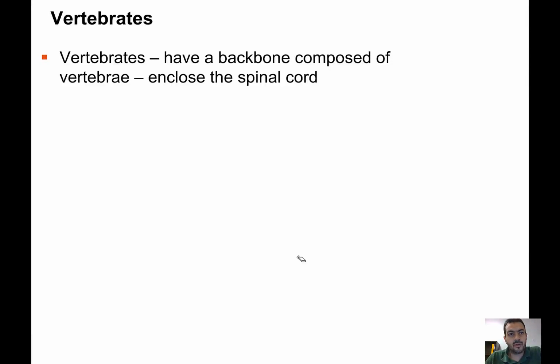So moving on, the next group will be the vertebrates. These are characterized by having a backbone composed of vertebra, which includes the spinal cord. As you can see, the vertebra enclosing the spinal cord is the characteristic of vertebrates.